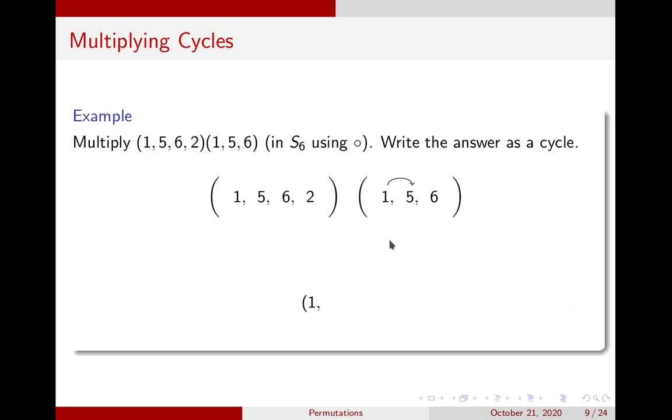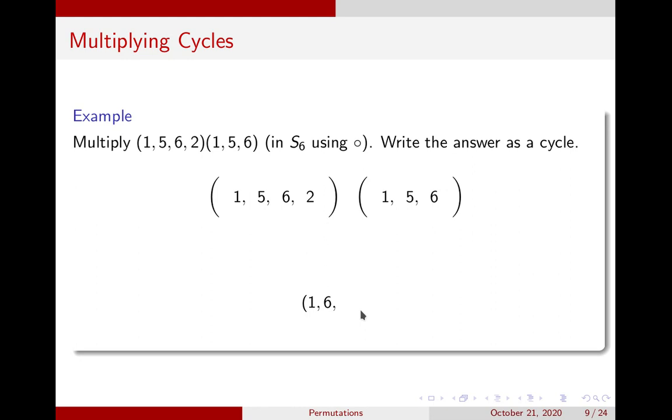1 is sent to 5 by the right cycle, and now we bring the 5 over to the left cycle, and the left cycle sends 5 to 6. The effect of doing those two cycles in succession is that 1 is sent to 6. So 6 will be the next element in the answer cycle. Okay, now let's repeat with 6 to see what comes next in the answer cycle.